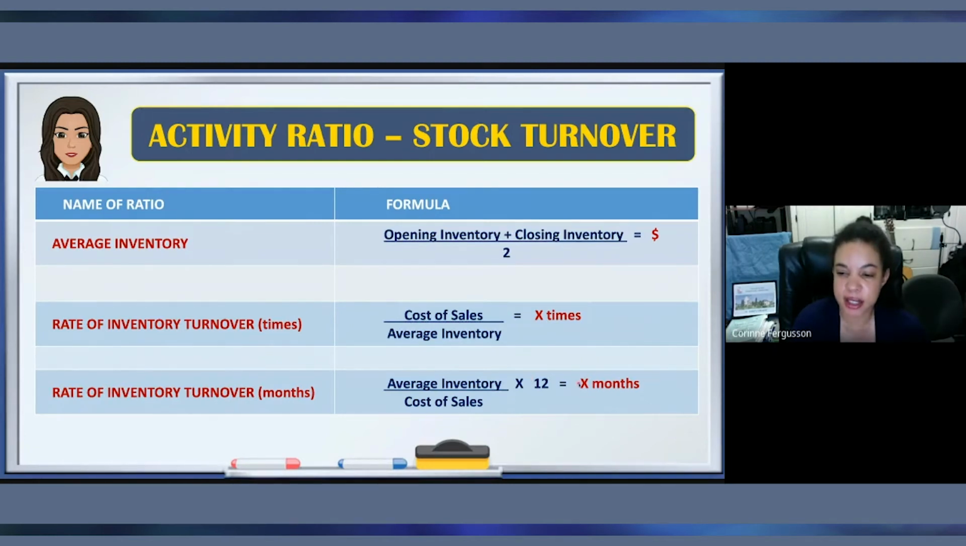So if your answer is 4, then it will be 4 months. If it's 100, it will be 100 months. Okay, whatever your answer is, you add months. But this is your main ratio to remember. And remember, you always have to start by calculating your average inventory.